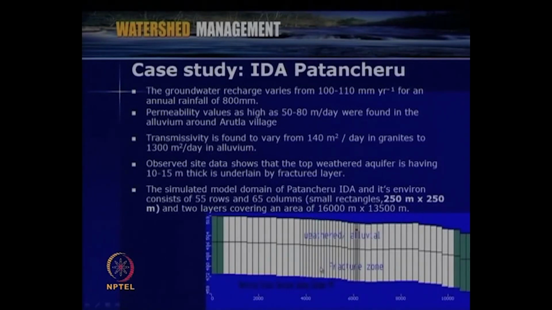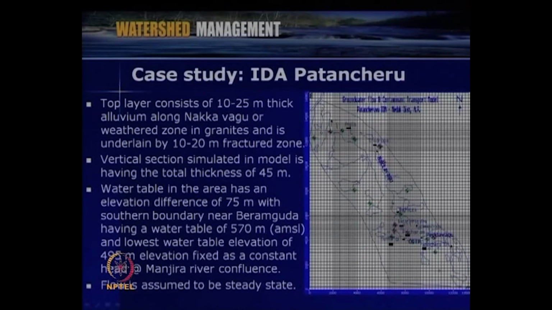You can see here two layers, and this is the grid which we have generated using Visual MODFLOW. So, MODFLOW is based upon the finite difference scheme, and this is the boundary. Now these cells will be inactive cells, and only the cells within this boundary will be the active cells.